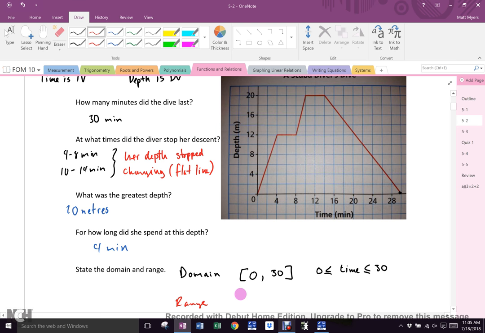Zach, you better go again. Square bracket, 0, 20, square bracket. 0 less than or equal to... What goes here? Depth.